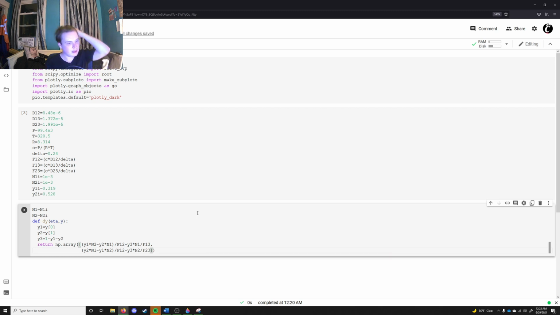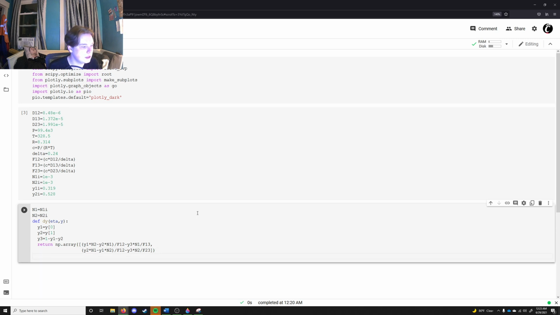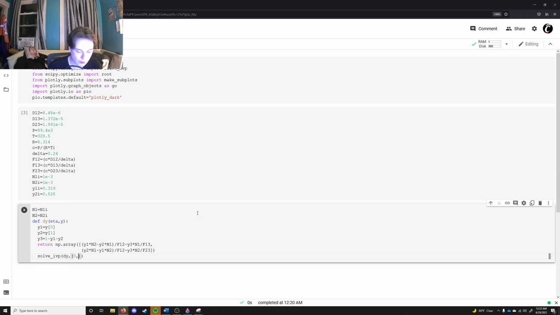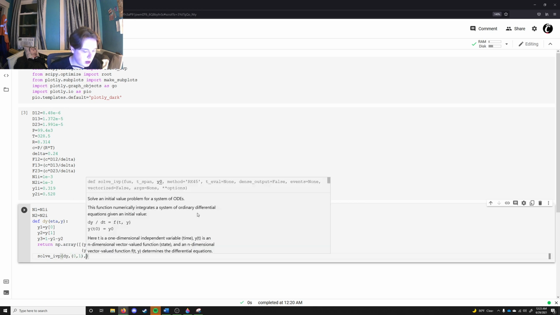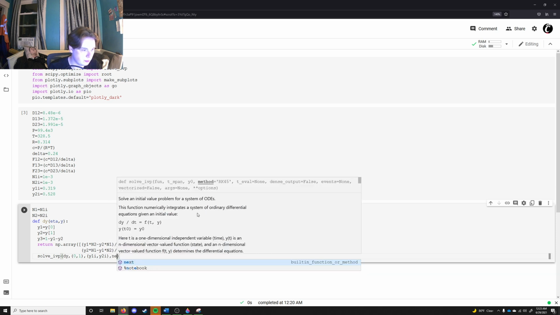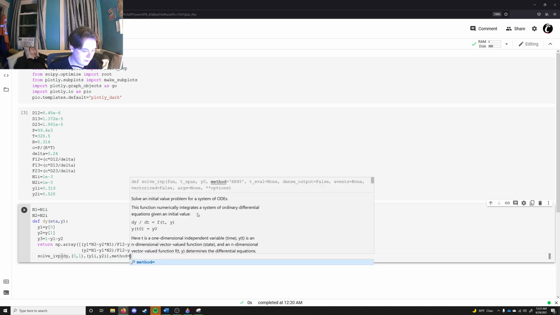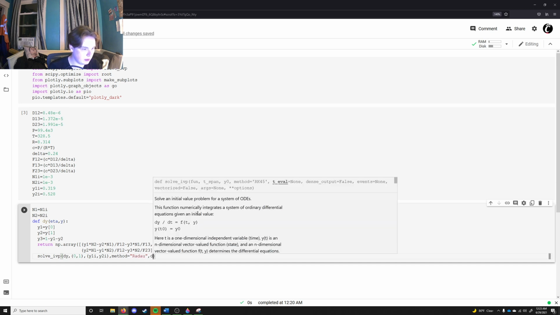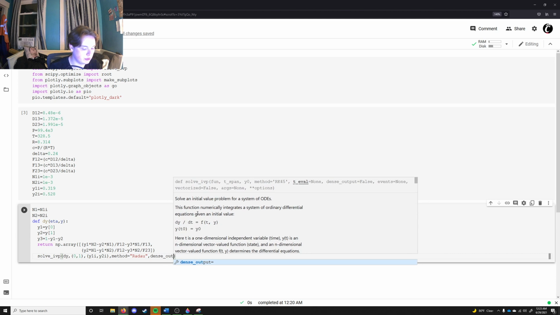Alright, so then we're going to want to see what we get. So we're going to do our solve_ivp with our function dy, a span from 0 to 1. Our initial values y1i and y2i. Our method, which we already chose to be Radau. And set dense output equal to true.